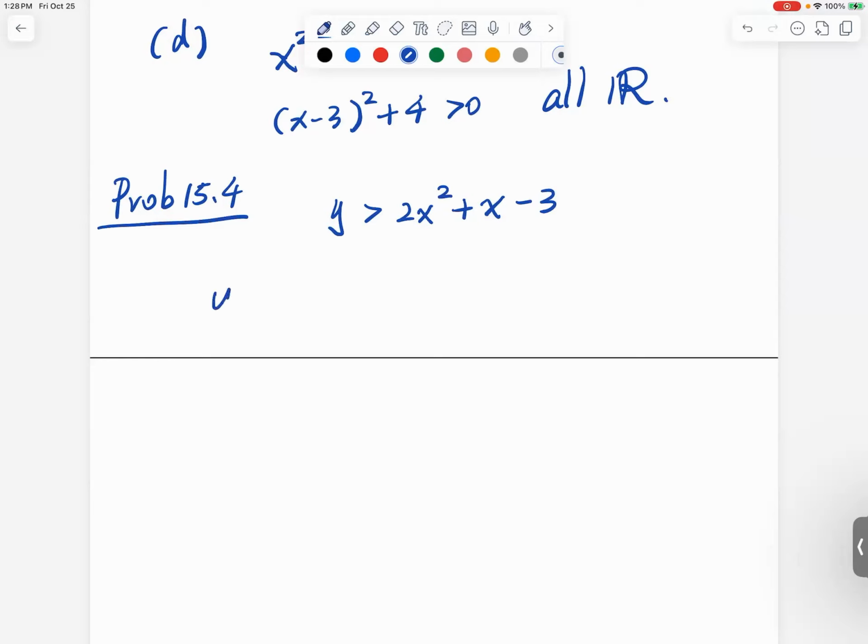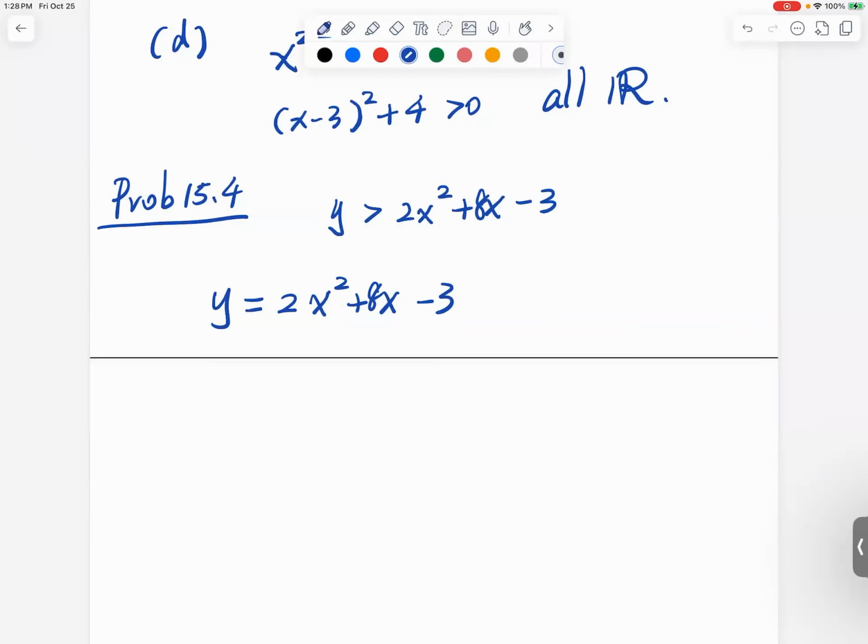Now, let's look at the corresponding equation instead. y equals 2x squared plus x minus 3. The right-hand side is a quadratic expression, right? And the curve is called a parabola. Okay, then, oh, there is an 8, sorry.